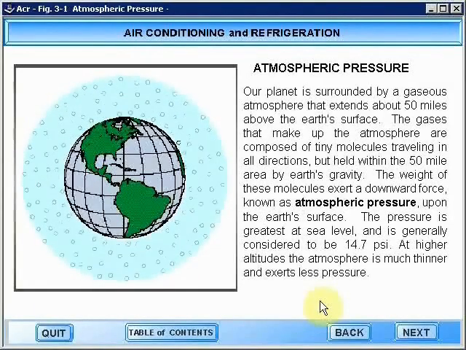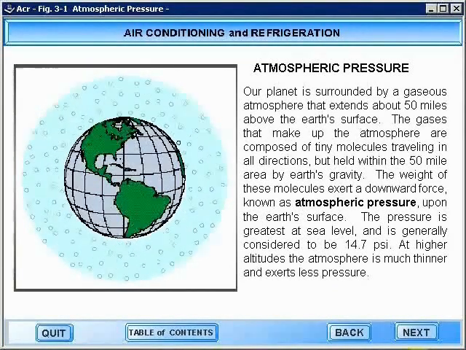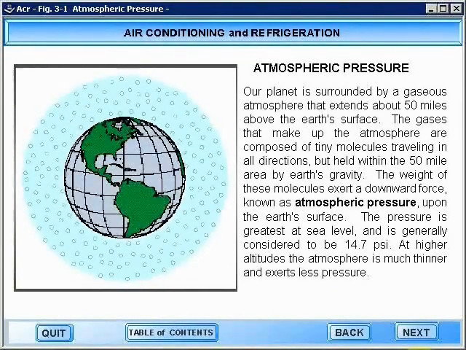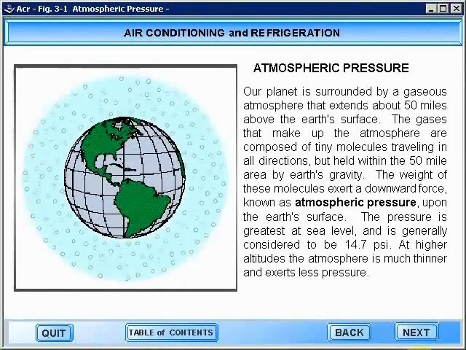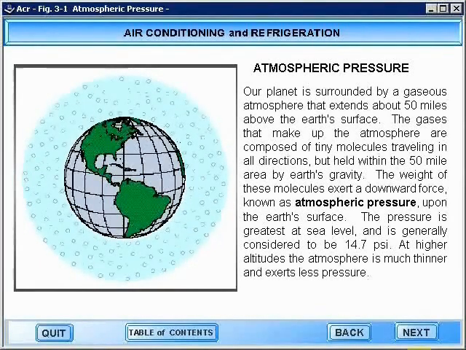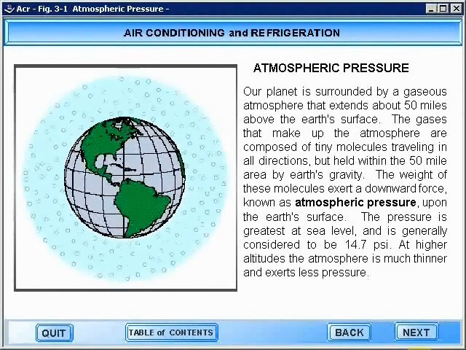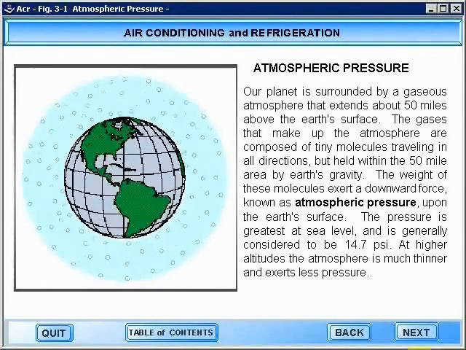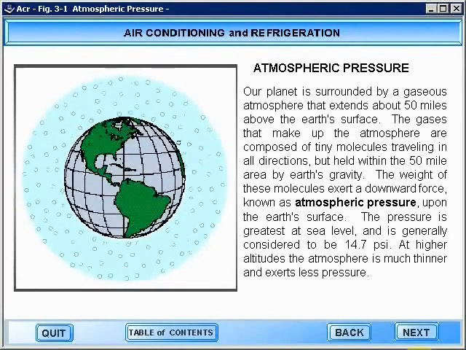Our planet is surrounded by a gaseous atmosphere that extends about 50 miles above the Earth's surface. The gases that make up the atmosphere are composed of tiny molecules traveling in all directions, but held within the 50-mile area by Earth's gravity. The weight of these molecules exert a downward force, known as atmospheric pressure, upon the Earth's surface.